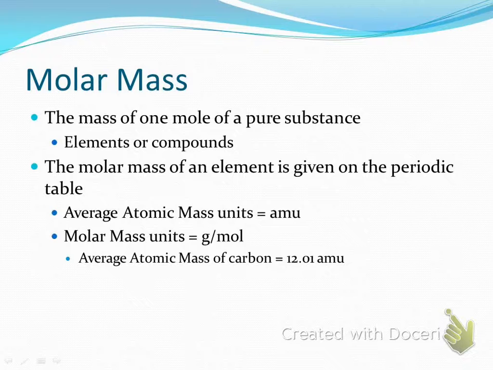All right. So here, if we look at average atomic mass of carbon, it's 12.01 AMU. Tell me what our molar mass of carbon would be. 12.01 grams per mole. Perfect. Same number, just different units. If we're looking at a mole of carbon and we put that mole of carbon on a balance, it would weigh 12.01 grams.